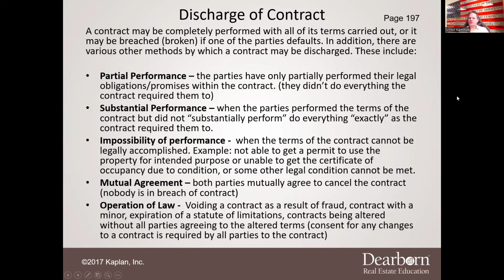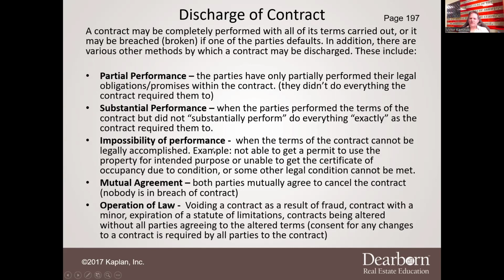The parties have only partially performed their legal obligations that they promised to do in the contract. So they did not do everything the contract required of them to do. They've only partially performed. Substantial performance is when the parties perform the terms of the contract, but they didn't do everything exactly the way the contract wanted them to.